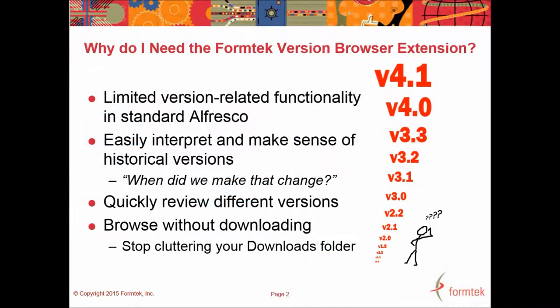One of the great strengths of a content management system is its ability to store older versions of a document for historical purposes. Unfortunately, standard Alfresco provides very limited version-related functionality. You can see when each version was created and who created it, or you can view the properties for the version in a pop-up window, or download the file and open it in a separate viewer outside of Alfresco, but you can't easily switch between different versions to review the content.